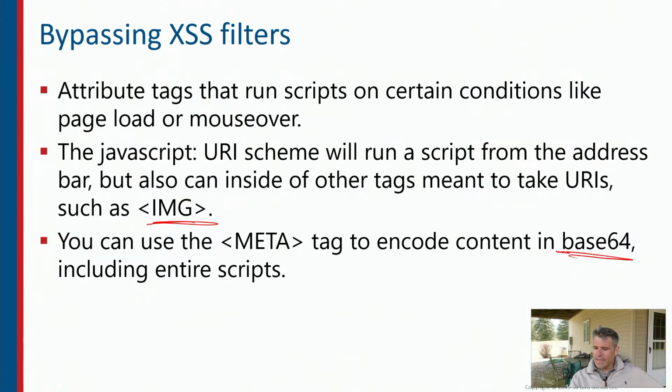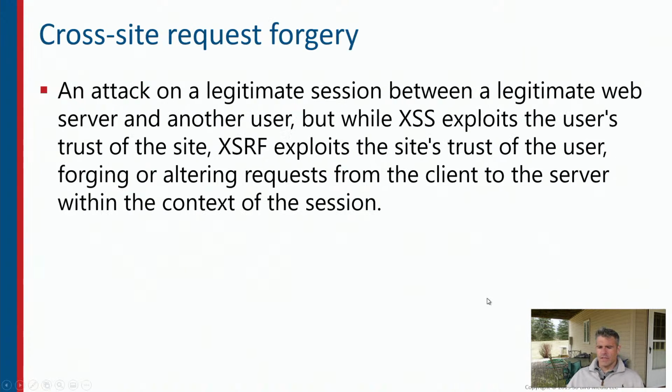Meta tags will let you put base64 encoded content on a server. It's useful for putting images into forums sometimes. When you can paste an image directly into a web form, usually what's going on is that the browser is putting a base64 encoded version of that into the web form for you. If you can do that, it means you can also base64 encode JavaScript, which potentially will run after that. So that's another way around the kind of things that try to defend against cross-site scripting.